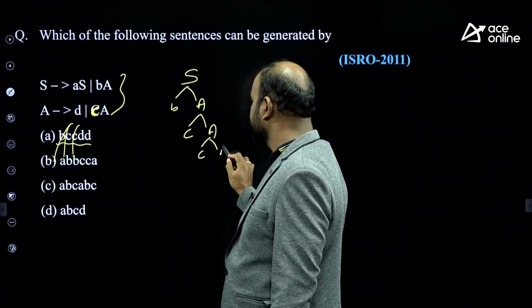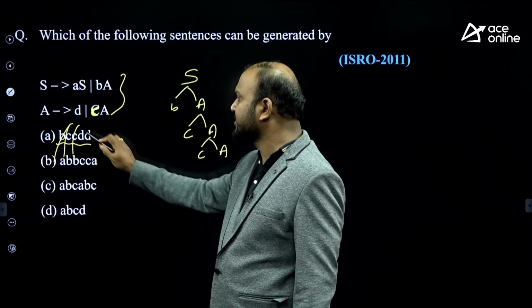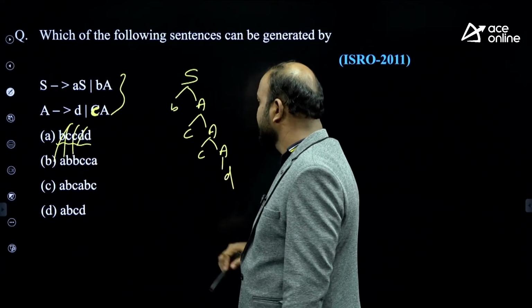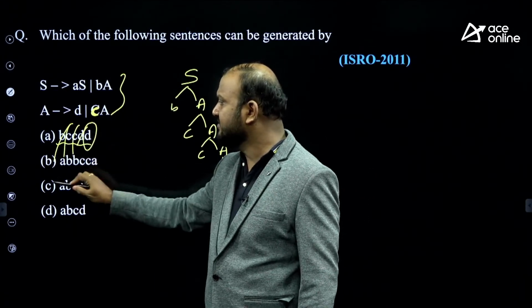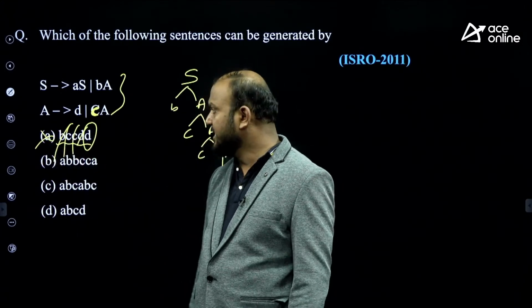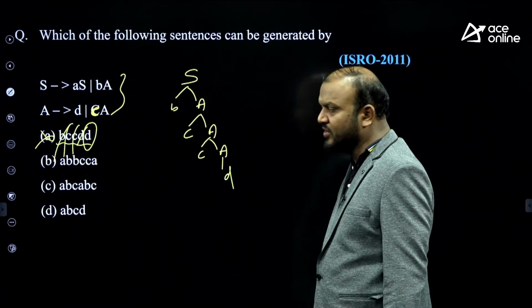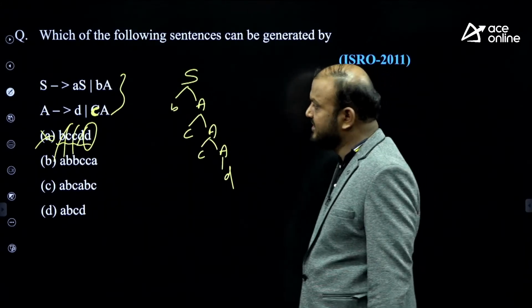So means C, capital A. With capital A I have to get D. Yes, D. But actually one more D is left. That is not derived. Incorrect. Means B, C, C, D is okay, but one more D, not correct.